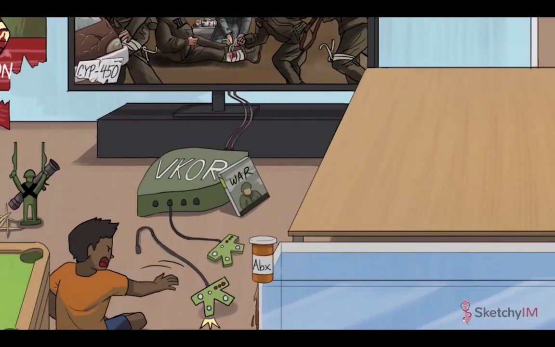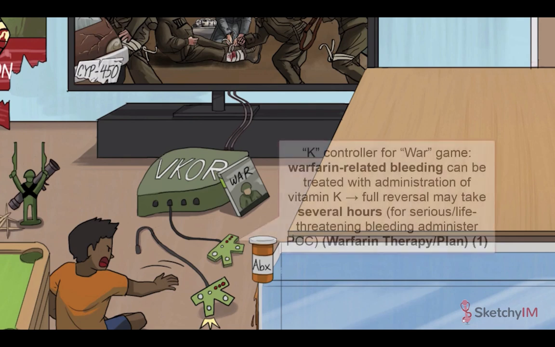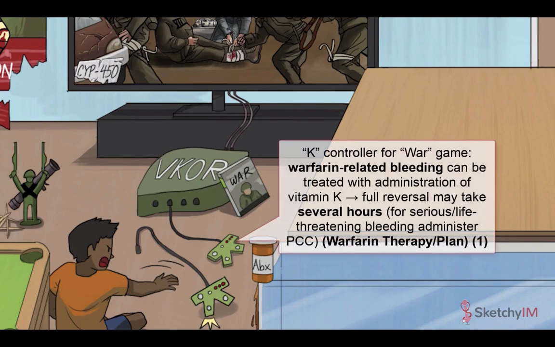Treating the patient with warfarin associated bleeding depends on multiple factors. But for the purposes of this video, we'll discuss the treatment plan for the patient with serious or life threatening bleeding. Step 1, which is fairly intuitive: discontinue warfarin. Vitamin K should also be administered.